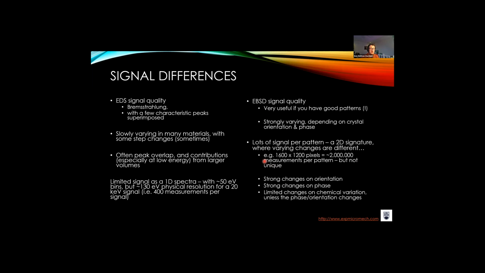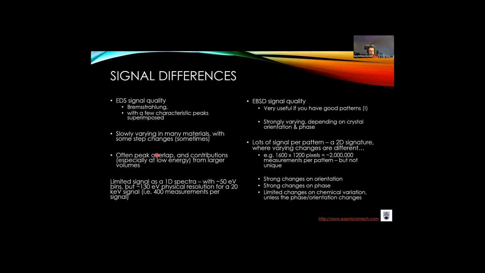But we also have some statistical differences associated with the signals, because the EDS signal has this background or bremsstrahlung radiation with a few characteristic peaks that are superimposed, and it's relatively smoothly varying. So there's not strong statistical variation between, say, different grains in our material. We sometimes get step changes if the material has decomposed to give you two different phases in a local region.